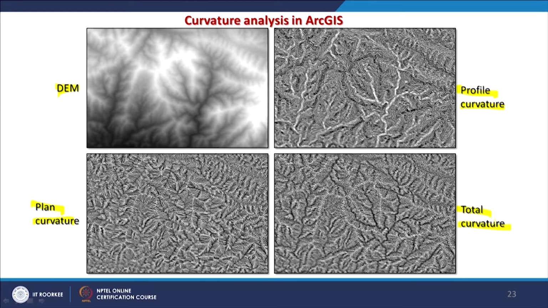For example, in plan curvature you do not see the drainage network very clearly, whereas in profile curvature you see the drainage network appearing as white lines. But in the total curvature, instead of white lines, these appear as black lines, and the details which were present in the plan curvature are also incorporated in total curvature. So total curvature can be more useful compared to using individual curvature profiles. However, it depends on the application.